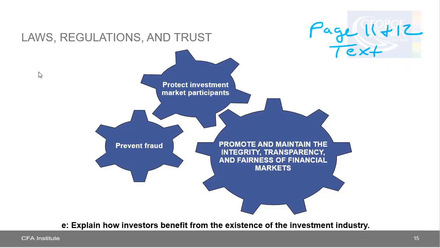On page 11 and 12 of the text, it talks about the need for laws, regulations, and trust. So why do we need laws, regulations, and trust? Number 1 is to prevent fraud. Number 2 is to protect investment market participants. And number 3 is to promote and maintain the integrity, transparency, and fairness of financial markets.